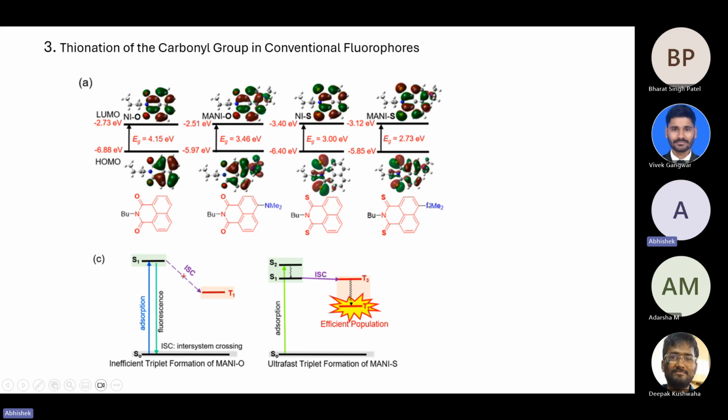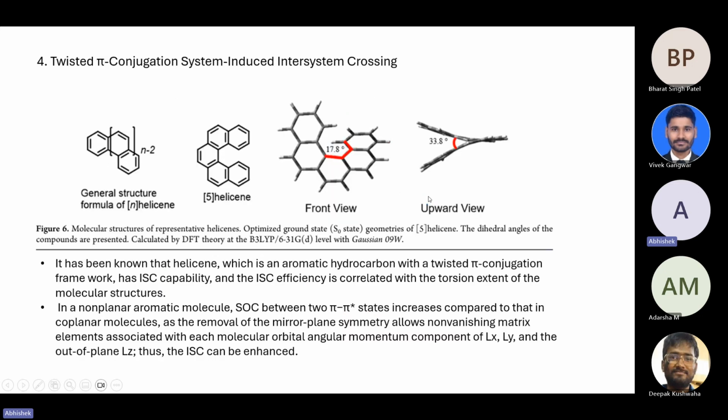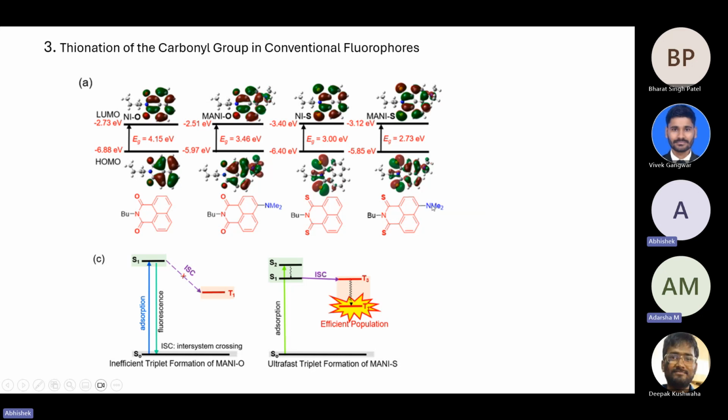Yeah, I think this para substitution is electron donating. True, maybe true. This lone pair is going to contribute to the carbon-sulfur bond. Oh, okay. That's why this dimethylamine as well as this sulfur are both contributing to reduce this energy gap. Okay.